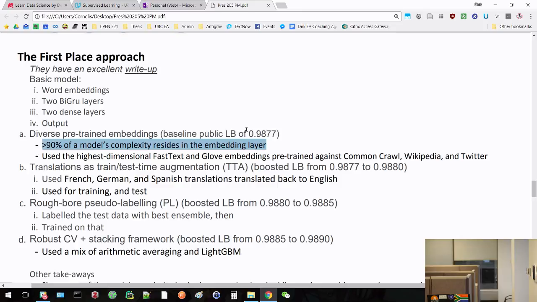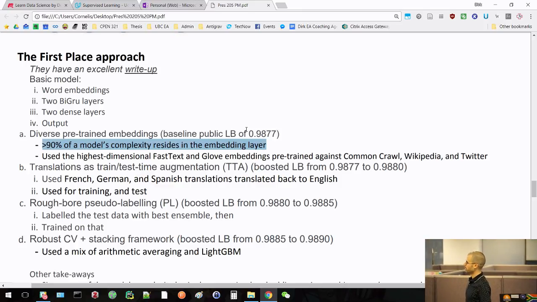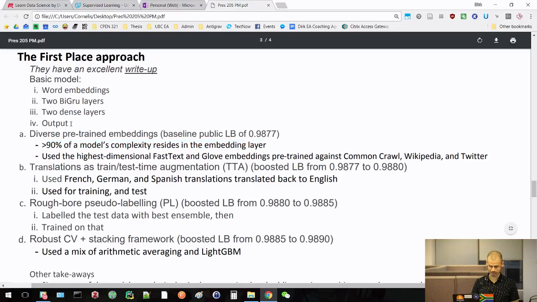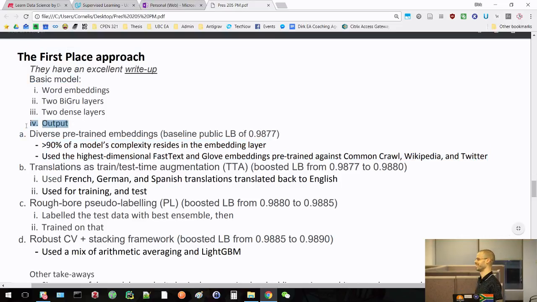What did the output layer look like? So was it just 6 logistic units doing 0-1, whether toxic, non-toxic? I assume it's 6 logistic units. They didn't even talk about that. Okay. I added the output layer in here. They didn't even mention it.